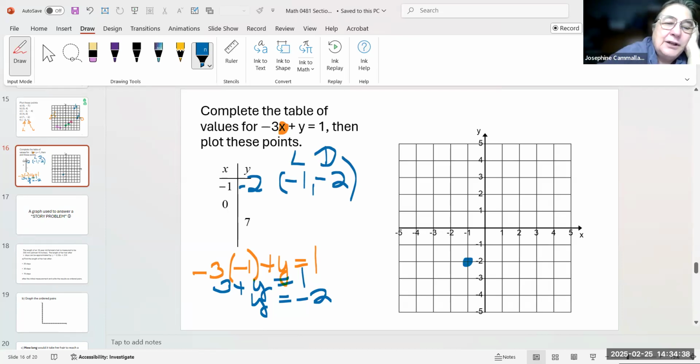Now, this is 0, which means if this is 0, y is 1.